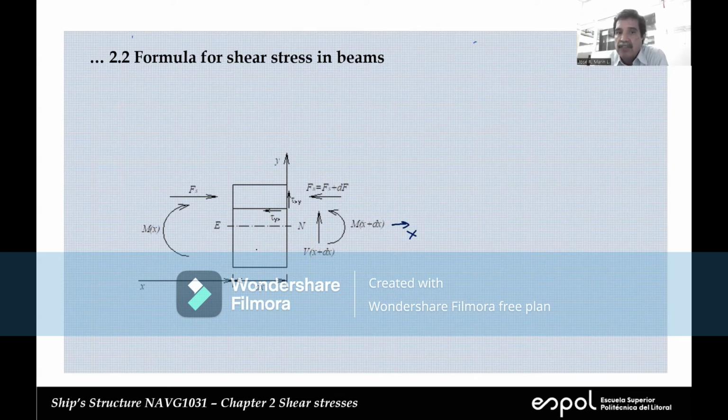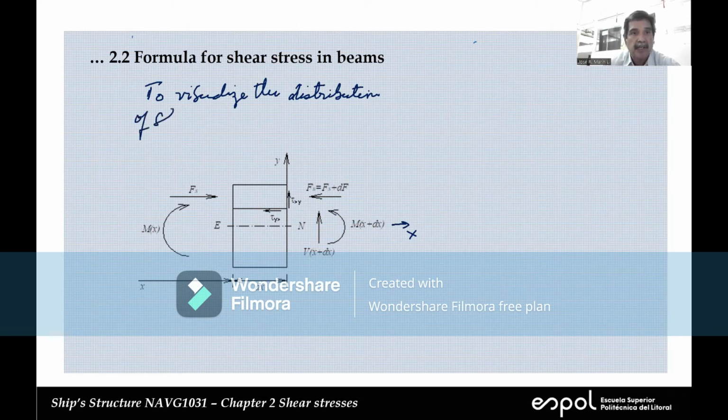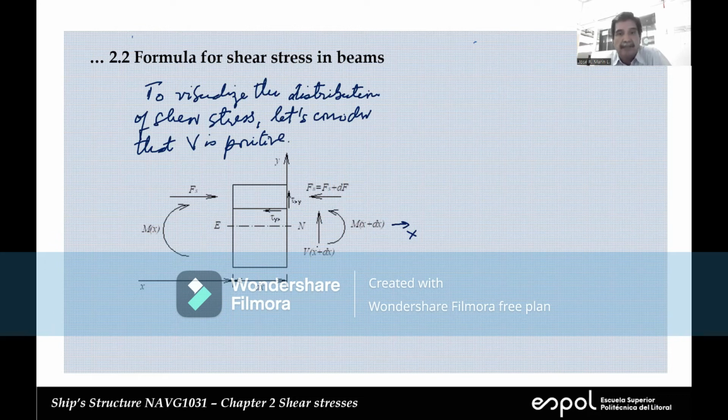Okay? So we want to see if this makes some sense. Let's write it. To visualize the distribution of shear stress, let's consider that V is positive. Mr. Chiriboga, if V is positive, is the bending moment on this side larger or smaller than this one here?